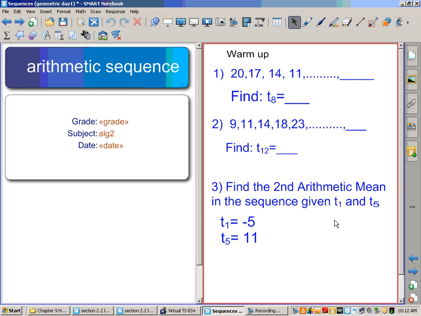Just find the second number. It says find the second arithmetic mean in the sequence given the first and the fifth. You would find the second arithmetic mean in the sequence of the first and the fifth. I don't even know that. No one does. That's as far as I can get, but that's really not right.